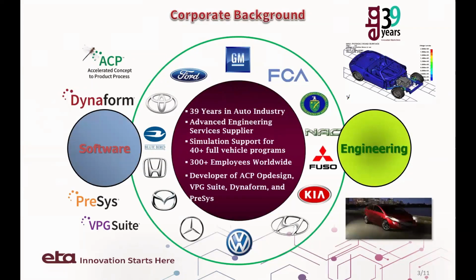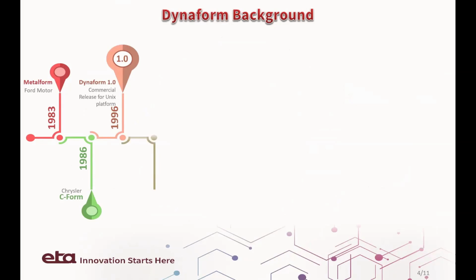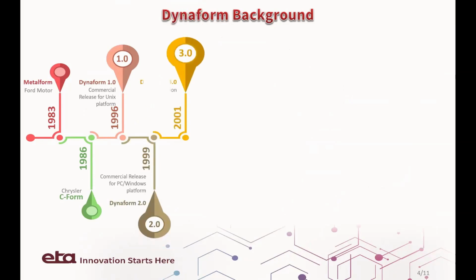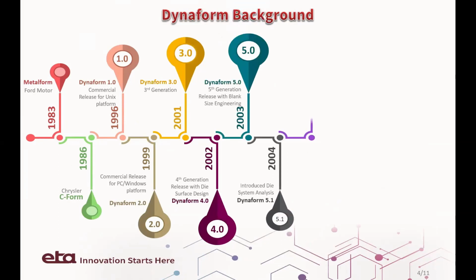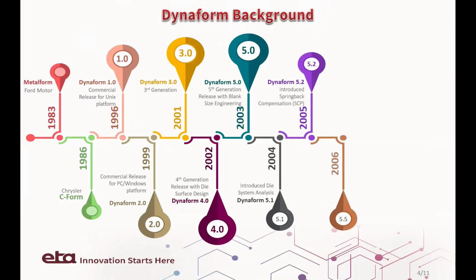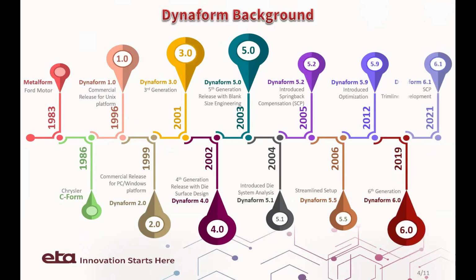Just a quick overview about ETA. We are an advanced engineering solution provider serving the automotive industry since 1983. We are also developer of engineering software such as Dynaform, Precis, and VPG Suite. We have been developing Dynaform for almost 4 decades. It started as a small metaforming code for Ford Motor, and eventually we released commercial versions. Version 6.1 was released last year, and we are going to release version 6.2 in just a few more months.